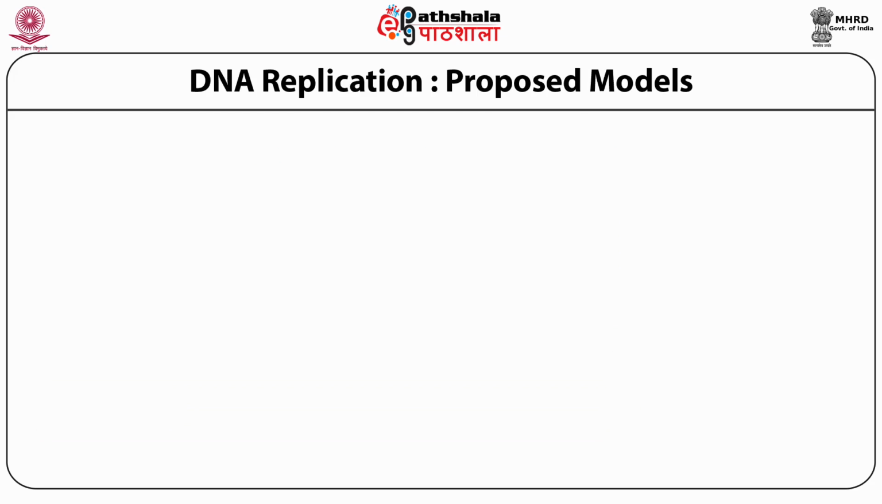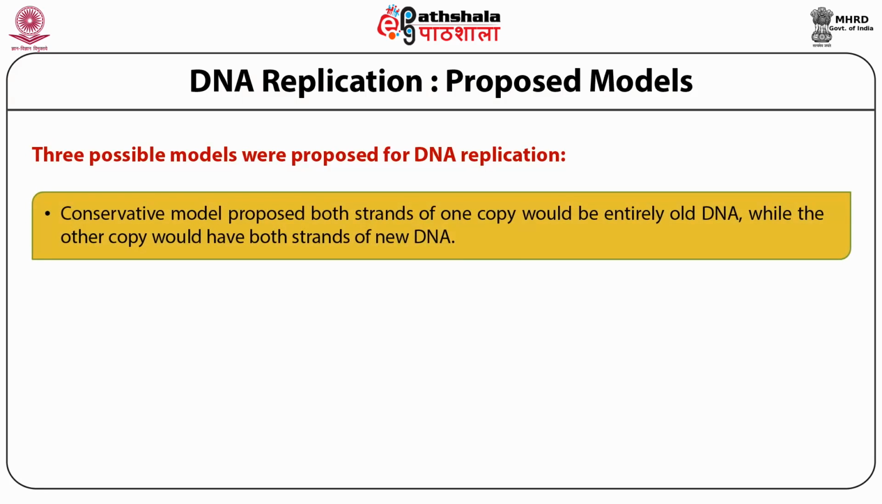In the 1940s and 50s, there were multiple models of DNA replication which were proposed. Three models were proposed. Let's look at them one by one. The conservative model. You know that DNA is double-stranded, and how does it replicate? The conservative model proposed that both strands of the DNA separate and then they are copied. And when they re-anneal, one copy would be entirely old DNA while the other copy would have both strands of the new DNA. This was one of the models which was proposed.